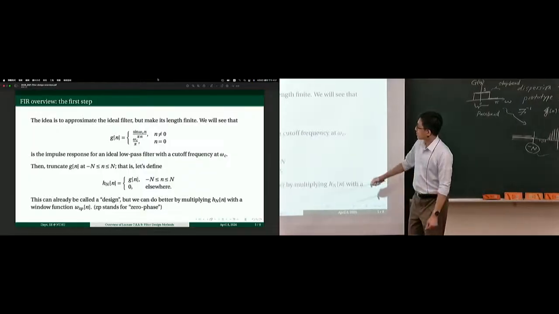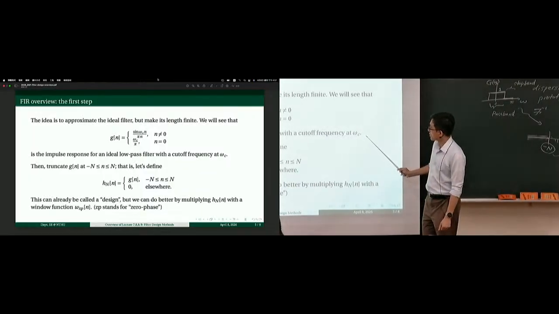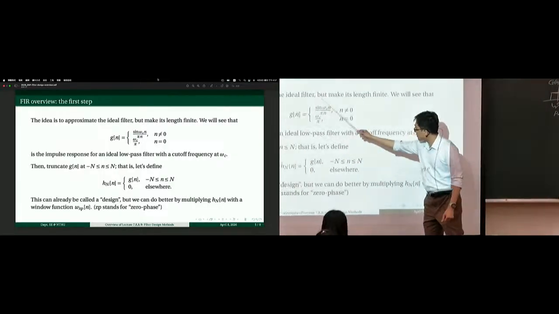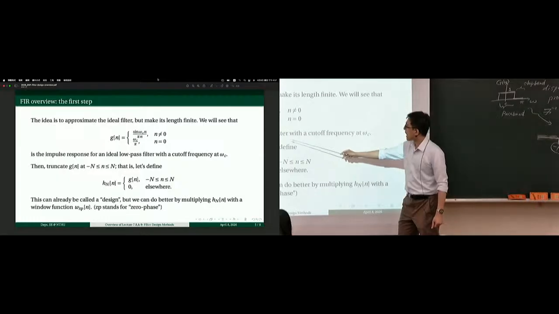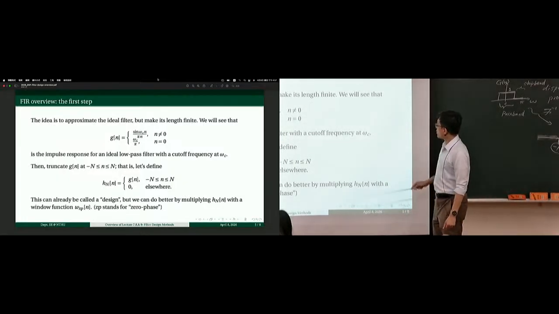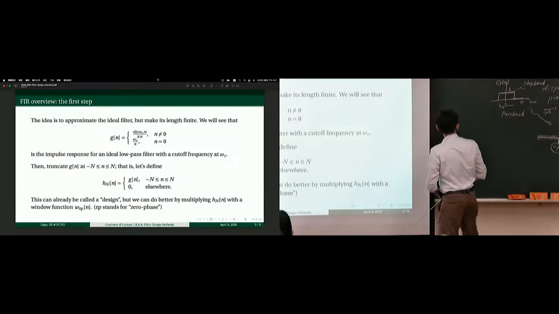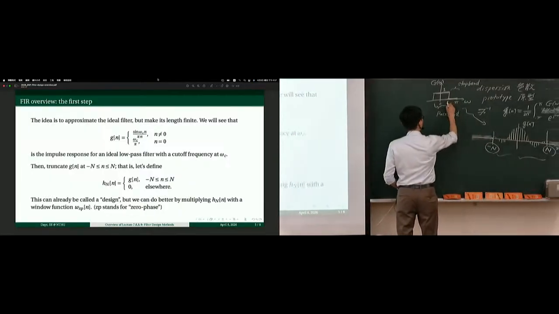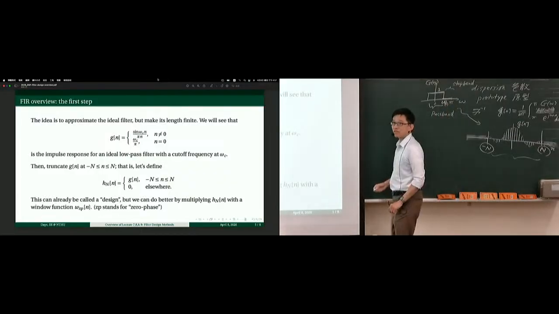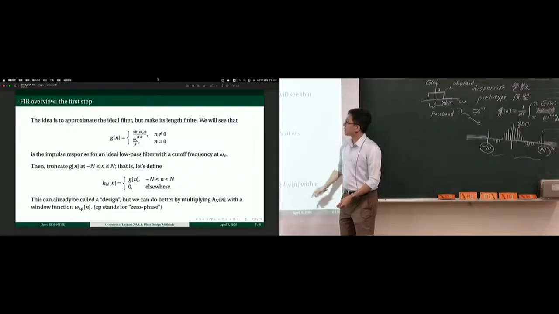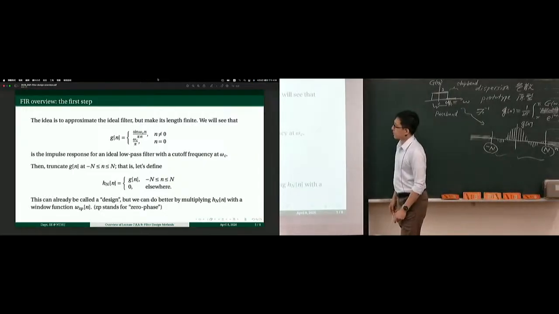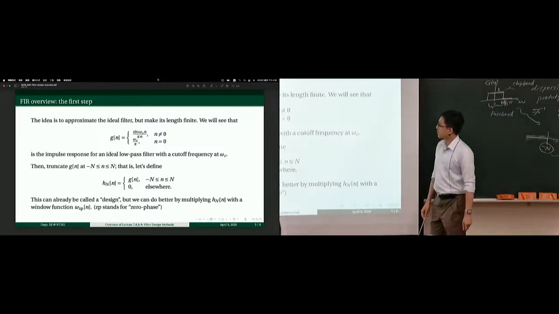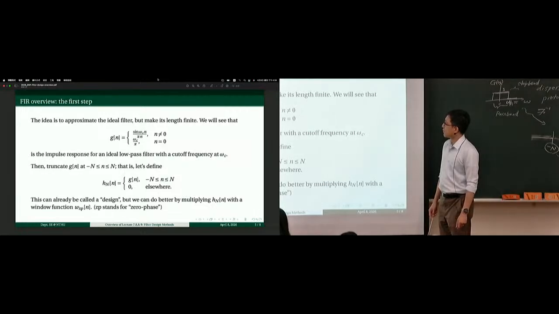All right, so let me just summarize what I just said. This is an ideal response. The impulse response, the expression in terms of sinc function in discrete time, is an ideal impulse response for a low pass filter with the cutoff frequency omega c, where c stands for cutoff. Then the ideal response is infinitely long, and therefore it cannot be implemented.